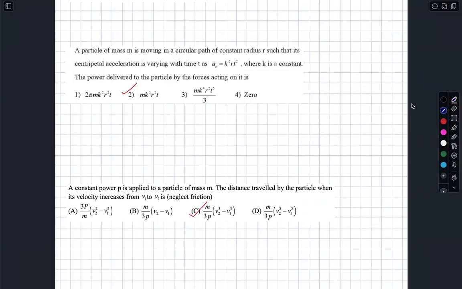The first question: a particle of mass m is moving in a circular path of radius r such that its centripetal acceleration varies according to the relation a_c = k² r t². This is how it varies.